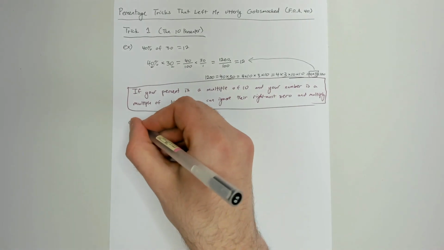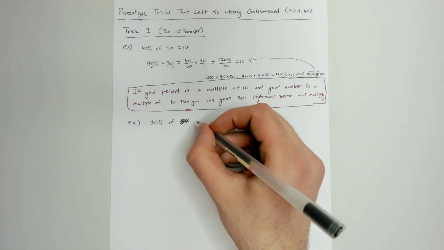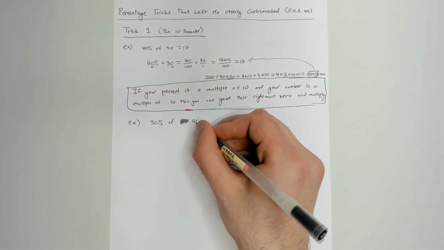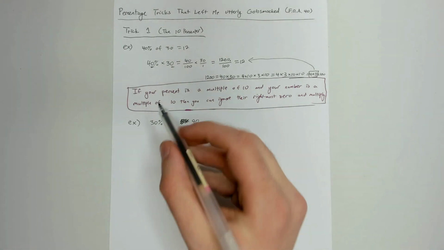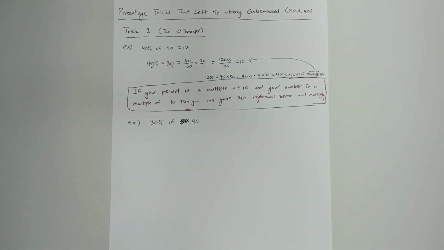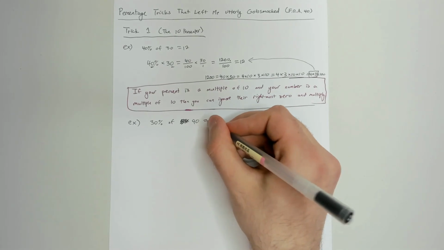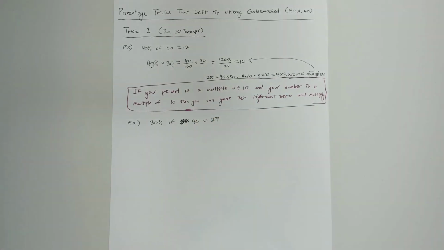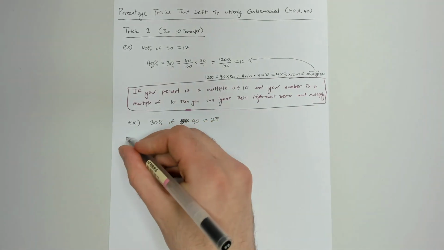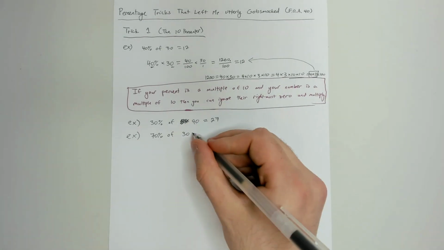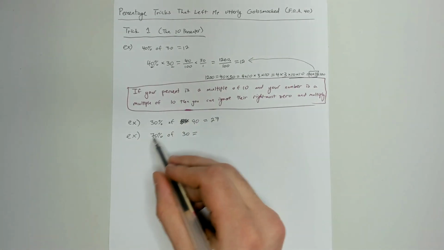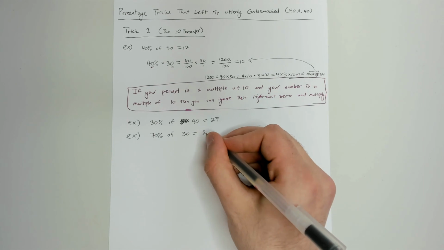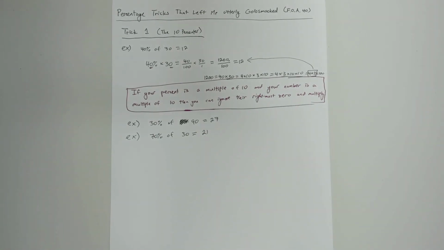So let's do some more examples. Let's say I did 30% of 90. To do this, we notice that they're both a multiple of 10, so I can ignore the zeros, and we just have 3 times 9, which is 27. That's 30% of 90. All right, let's do another one. What's 70% of 30? Well, once again, both multiples of 10. I ignore the zeros. I get 7 times 3. So 21 is going to be 70% of 30.